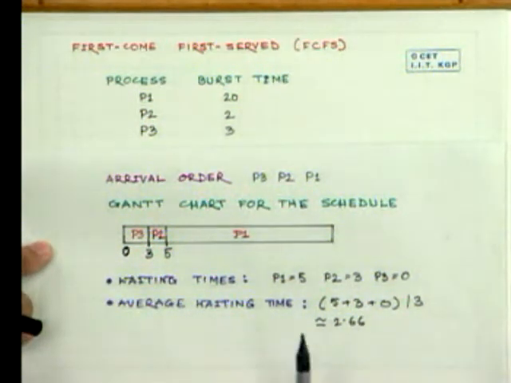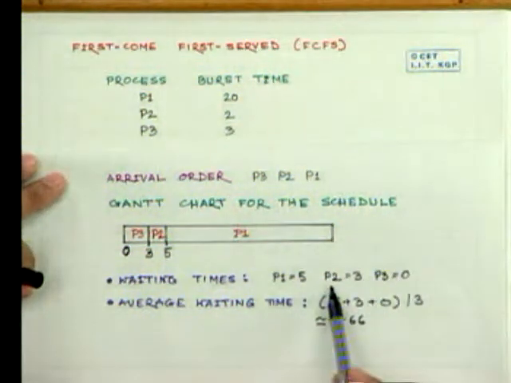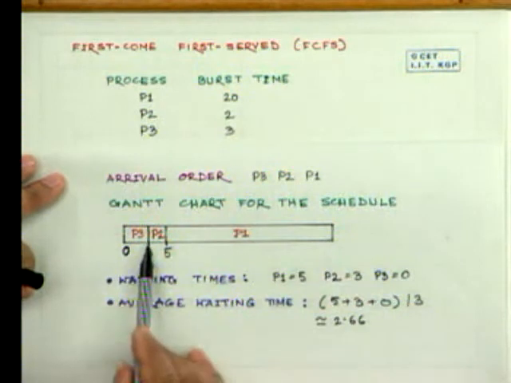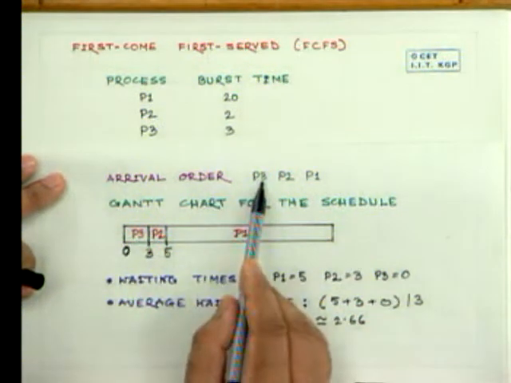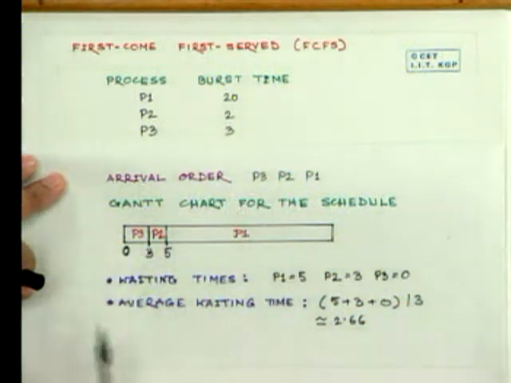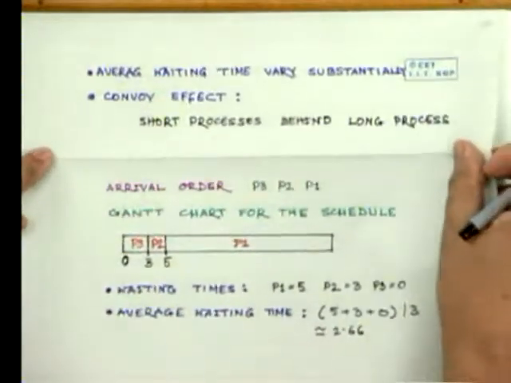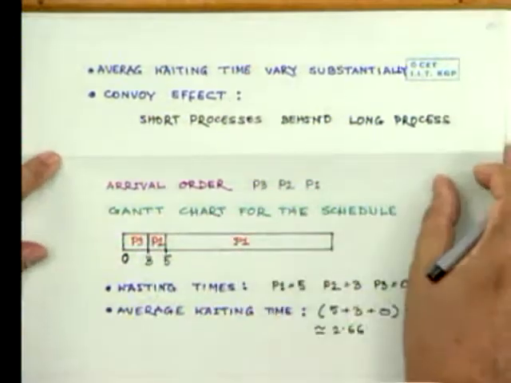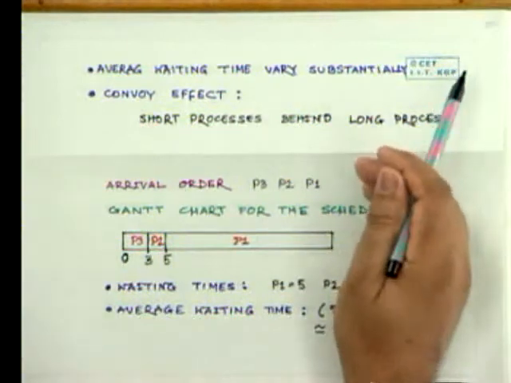And the waiting time for P1 is 5 milliseconds. The waiting time for P2 is 3 milliseconds. And the waiting time for P3 is 0 here because P3 has come first and therefore has been served first. The average waiting time turns out to be 2.66. Now this immediately says that the average waiting time varies substantially in the case of a first come first served scheduling algorithm.